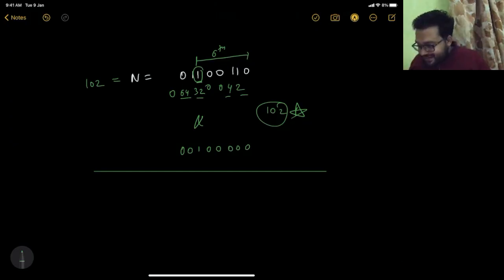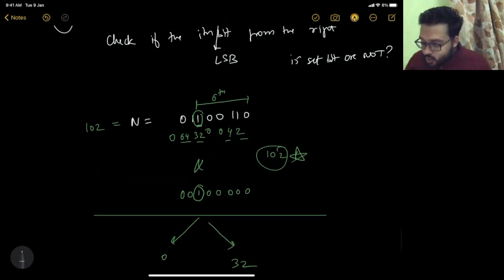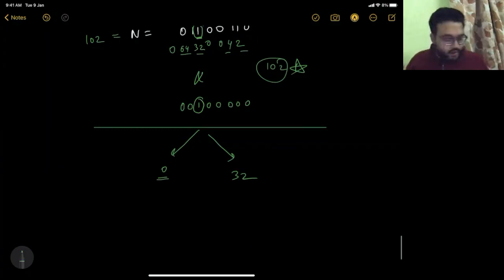If I AND my number with 32, or in other words, a number which only has this bit set, there are two options. Either my input had a 0 here, in which case that bit will also become a 0 and your answer becomes a 0. Is everybody with me till this point? On the other hand, if that bit was a 1, then your answer essentially remains this because everything else was 0. So your answer will either come out to be 32 or 0.